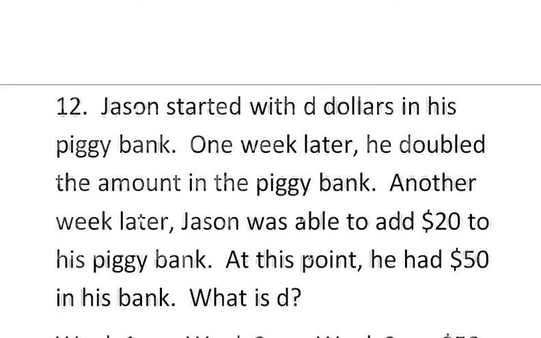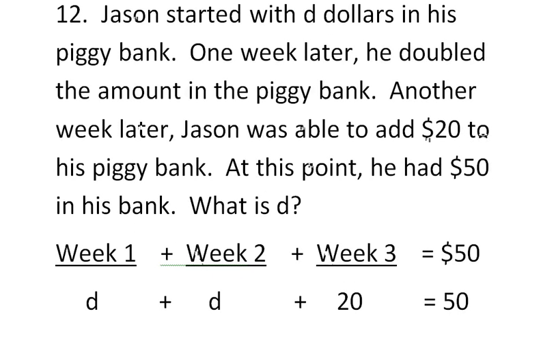Keep rolling down here. Okay, number 12. Jason started with $D in his piggy bank. 1 week later, he doubled the amount in his piggy bank. Another week later, Jason added $20. At this point, he had 50. What is D? Okay, so week 1, we started with $D.